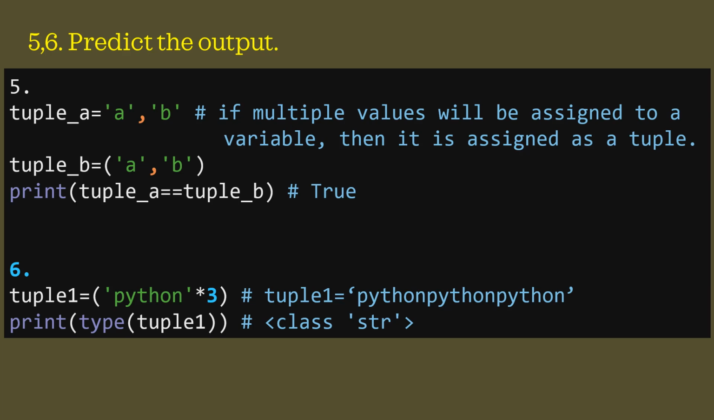Now tuple1 is equal to Python into 3. Python is a string and the repetition operator 3 means Python will be printed 3 times and stored in the variable tuple1. So this is just a string repetition operation, and that is stored in tuple1. If you print the type of tuple1, it will show you that this is a string type of data, not a tuple, because as you can see, your data is Python, in the form of a string, not in the form of a tuple.